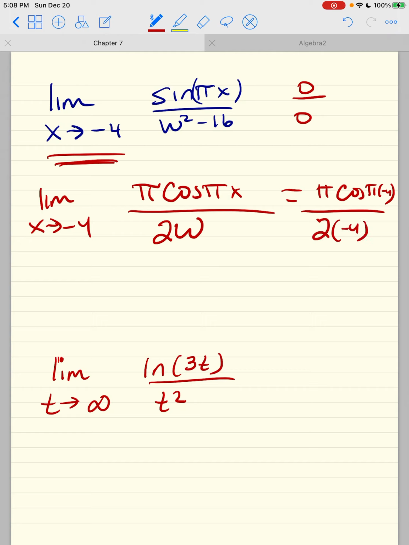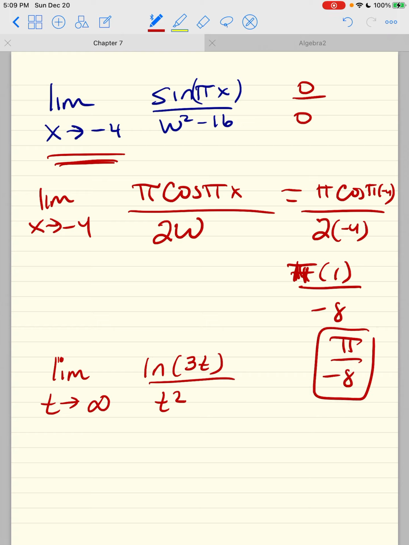And then we have a -8 on the bottom, we have a pi on top. Now cosine -4 pi is going to be 1 or -1. So I have to think about it. Every 2 pi it's 1. So every 4 pi it's 1. So it's just going to be 1. So it's going to be pi over -8. So that's my answer for this problem.